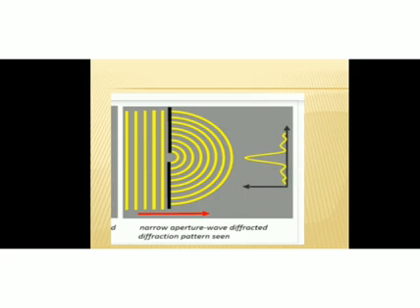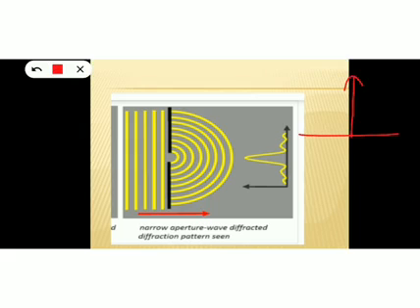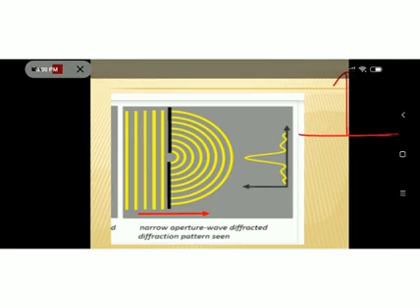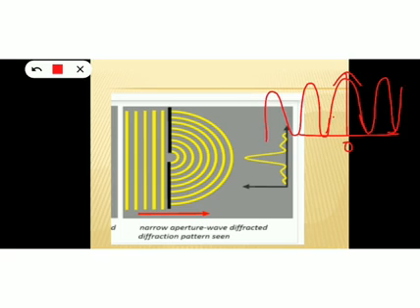Do you remember the interference pattern? The interference pattern looked like this. If this is the intensity axis, then in the interference pattern at the center we have a maximum. This is the central part O. On either side of the central maximum we have alternate dark and bright fringes but with the same intensity. This was the interference pattern.